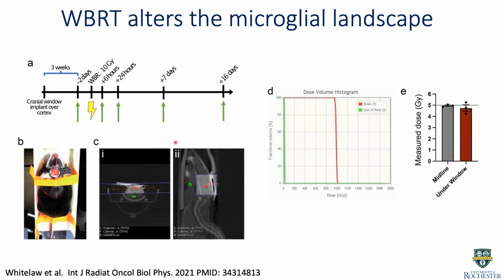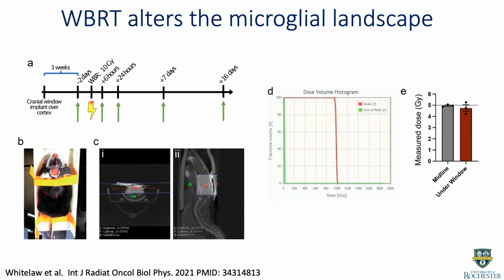So this is that study. The first thing we really wanted to do was to confirm the dosimetry we were getting from the SARRP for these whole brain techniques, because the mouse had a cranial window implant, you can see in panel B here, and the cranial window implant was metallic, so we were concerned about dose. Figure A shows the timeline of the experimental design. The window chamber was implanted, and the first assessment was 3 weeks after implantation and 2 days prior to radiation.